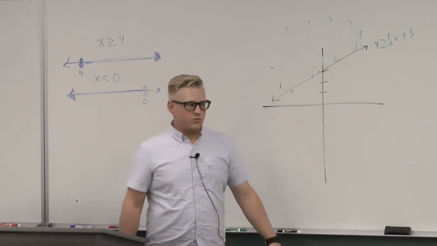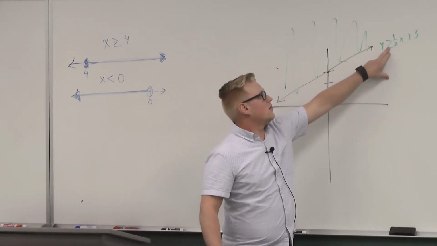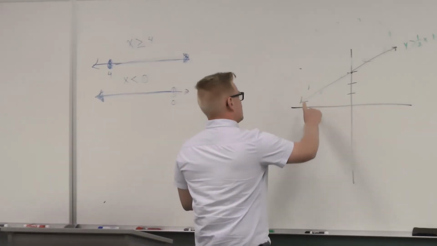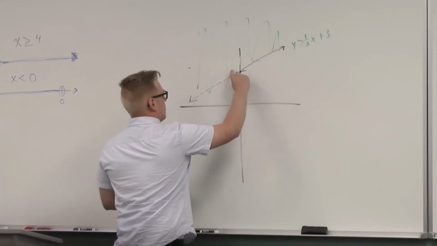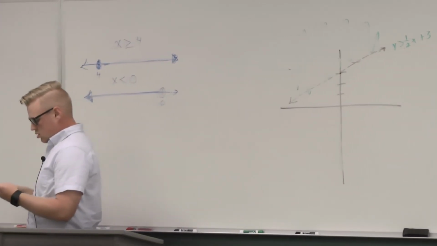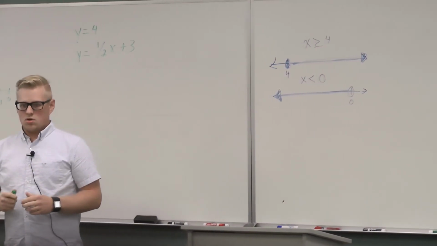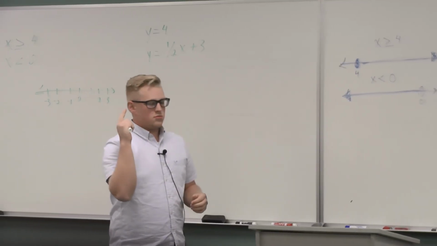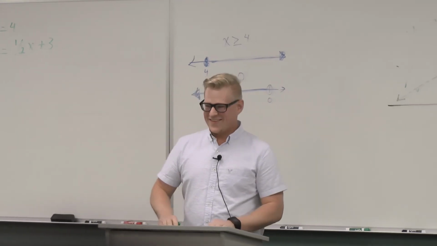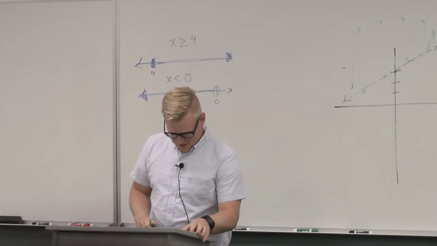Okay. So what happens if I take the equal to part off? It becomes dotted. So we would do this right here. Right? And why do we do that? Because the numbers on that line would not be represented in your inequality. Yeah. There you go.